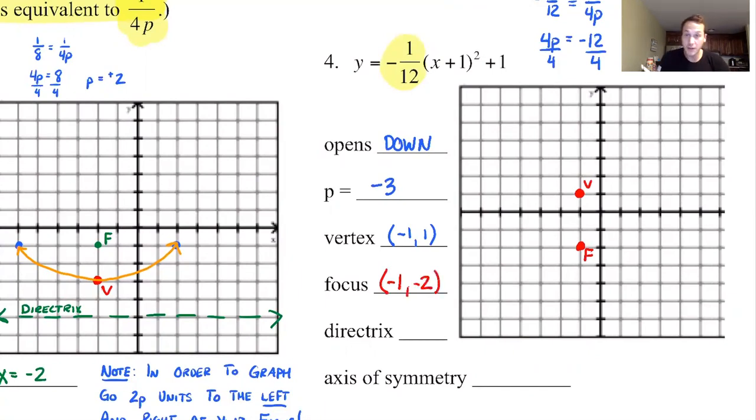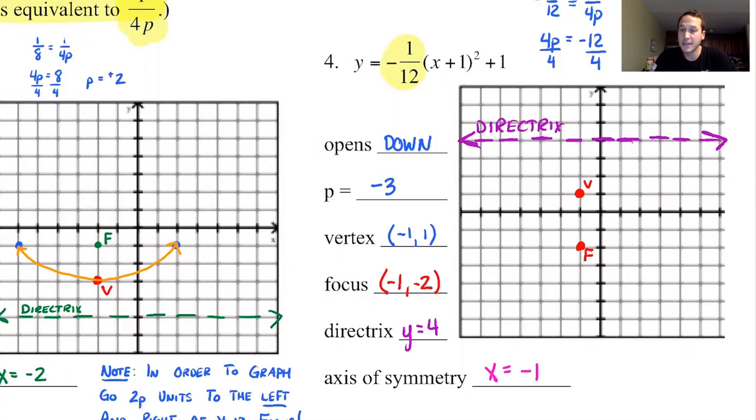My directrix, I'm going to go 3 units above. 1, 2, 3. There's my directrix. That's the line y equals 1, 2, 3, 4. My axis of symmetry, I already could have written that one down. That's going to be x equals negative 1. I already knew the x value because I get that from the vertex and the focus.